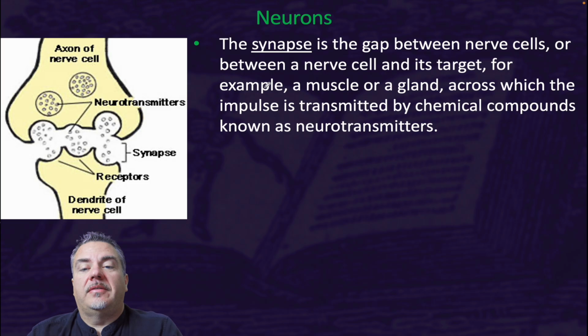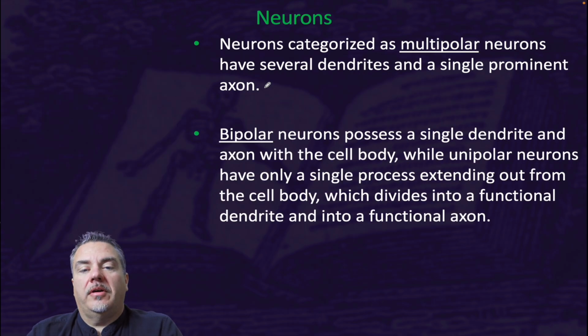The synapse is a gap between nerve cells or between a nerve cell and its target, for example, a muscle or a gland, across which the impulse is transmitted by chemical compounds known as neurotransmitters. Neurons are categorized as multipolar neurons, which have several dendrites and a single prominent axon. Bipolar neurons possess a single dendrite and axon with the cell body, while unipolar neurons have only a single process extending out from the cell body, which divides into a functional dendrite and a functional axon.